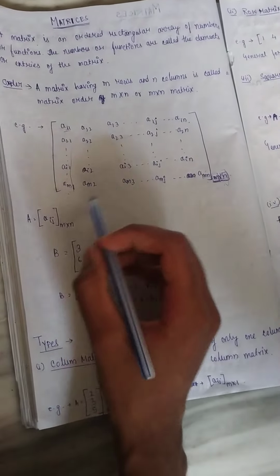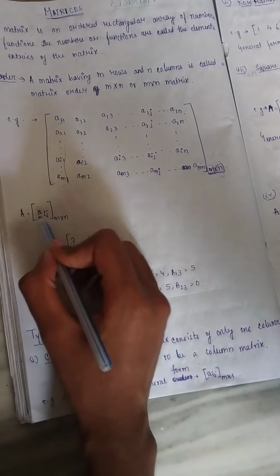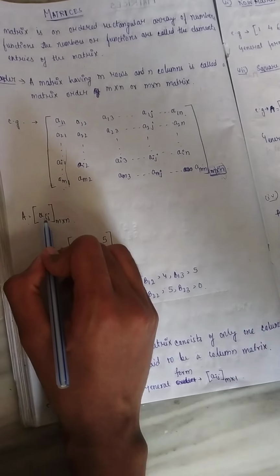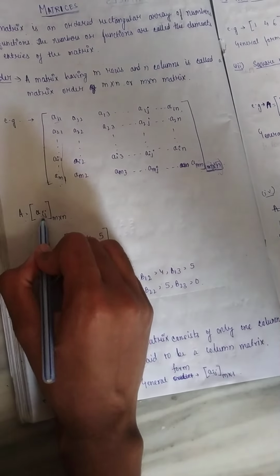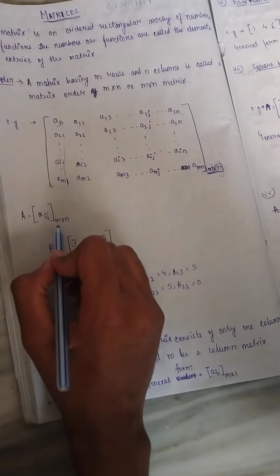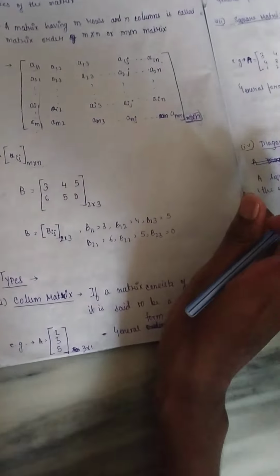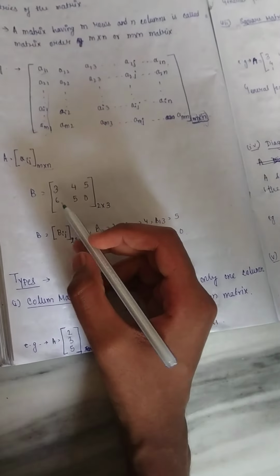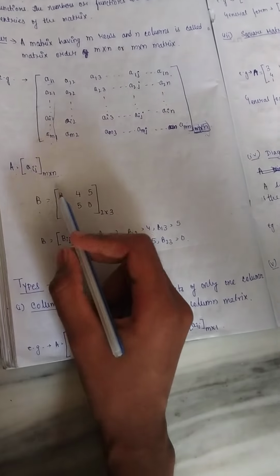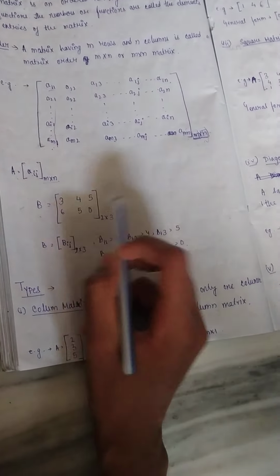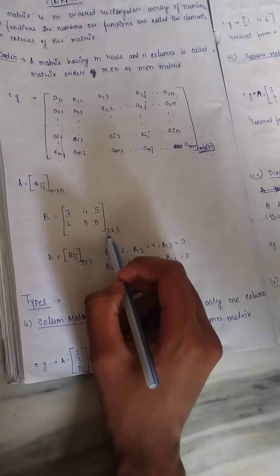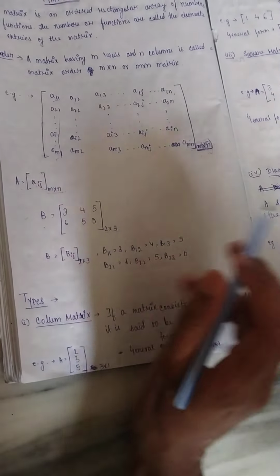In general, we can define it as A equal to Aij, where Aij belongs to the ith row and jth column, and the whole matrix is of the order m by n. For example, the matrix B consists of the elements 3, 4, 5, 6, 5, 0, so it has 2 rows and 3 columns, and it is of the order 2 by 3.